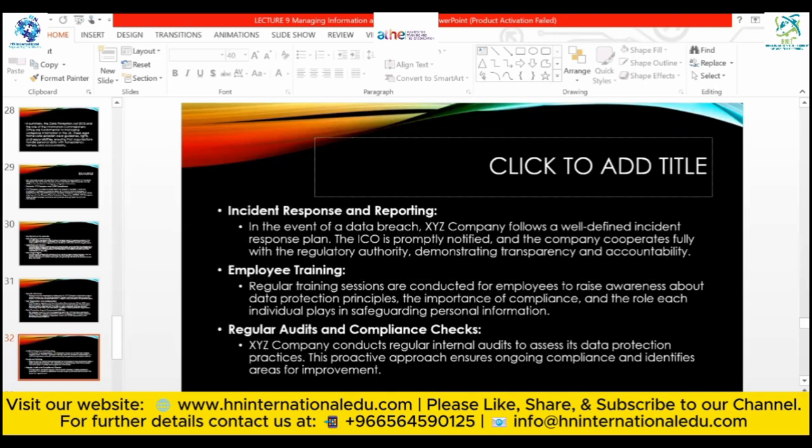Incident response and reporting. In the event of a data breach, XYZ Company follows a well-defined incident response plan. The ICO is promptly notified and the company cooperates fully with the regulatory authority, demonstrating transparency and accountability. Employee training. Regular training sessions are conducted for the employees to raise awareness about the data protection principles, the importance of compliance, and the role each individual plays in safeguarding personal information.